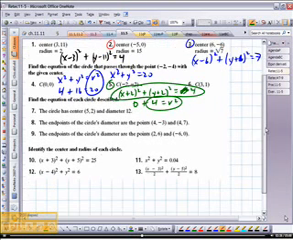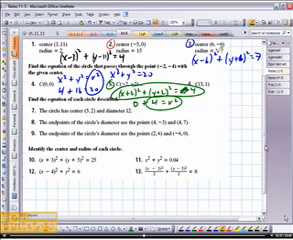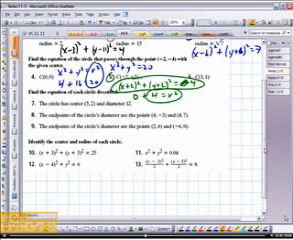Okay? Skipping down to number 7. If the diameter is 12, the radius is going to be 6. So that will be x minus 5 squared plus y minus 2 squared is equal to 36. Now, with the endpoints of the diameter, this is an important one, let's do number 9. It's a little bit more challenging.